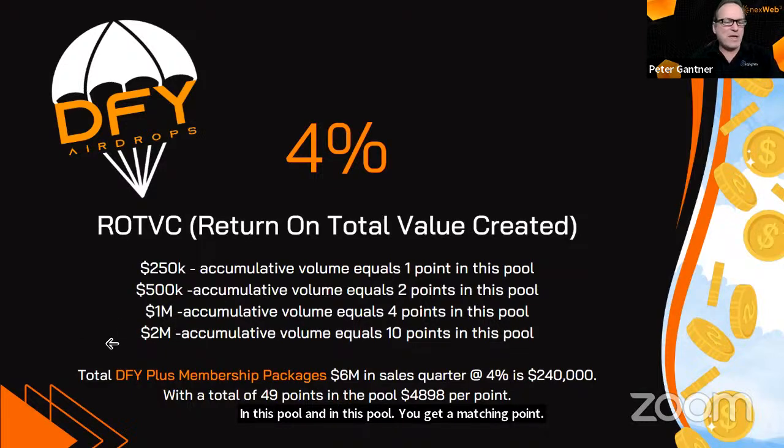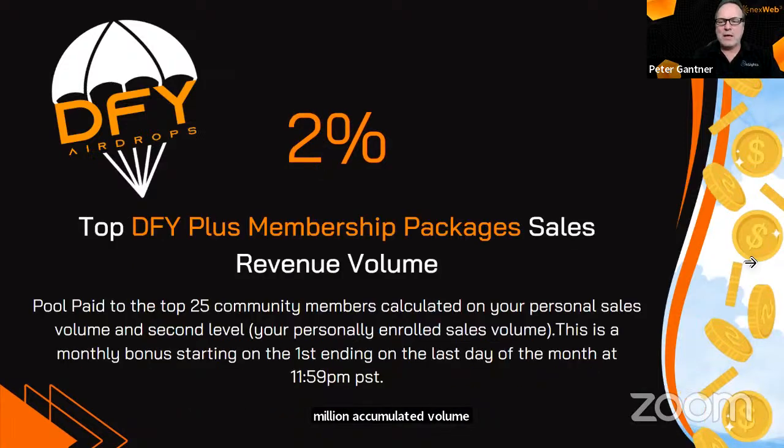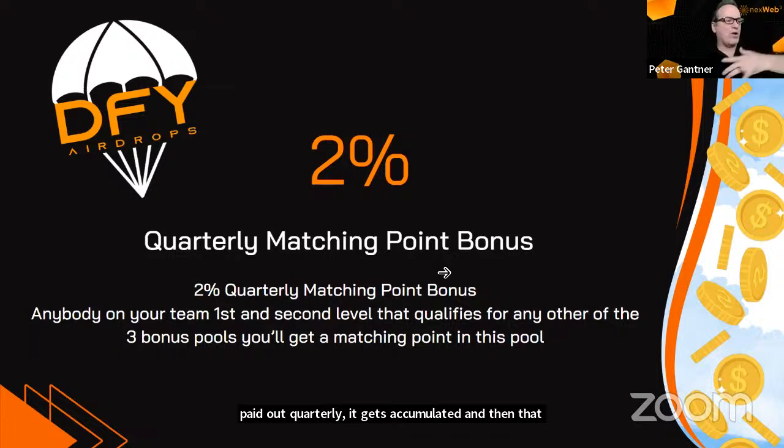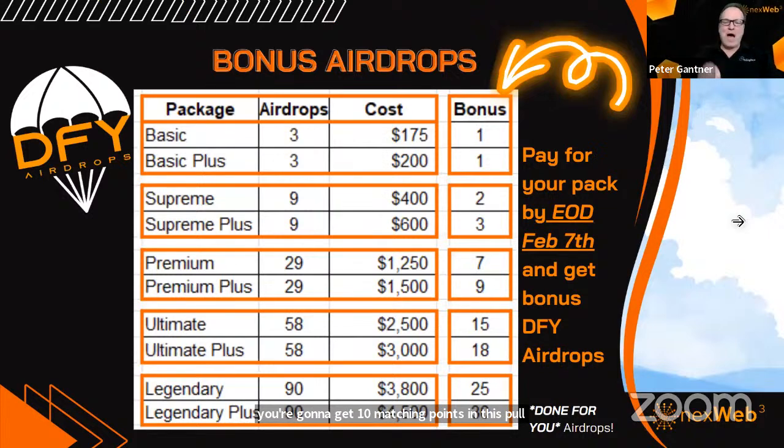So let's say you bring somebody in that does the 2 million accumulative volume, you're going to get 10 points in this pool, which is also paid out quarterly. It gets accumulated, and then that is paid out on a quarterly basis. So if you had on your directs, let's say they earn 30 points. These are on your directs and second level. Okay, so let's say you bring somebody in who goes and brings somebody in who earns 10 points. You're going to get 10 matching points in this pool. All right. So again, this is the bonuses on the packages.